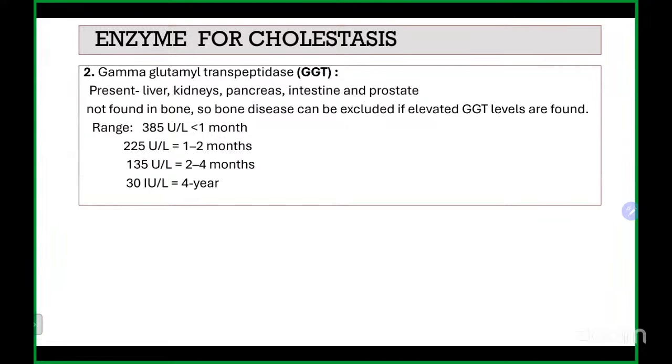So what is GGT? Gamma glutamyl transpeptidase is relatively more specific for liver as compared to ALP. It is not found in bone, so bone diseases can be easily excluded whenever you have high GGT levels. So these are your normal ranges. Roughly to remember, till 1 month it should be below 500, and after 1 month it should be below 300. This is how you grossly remember it.